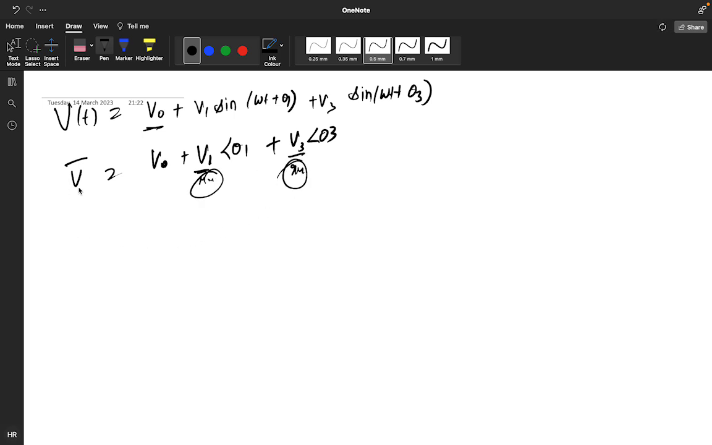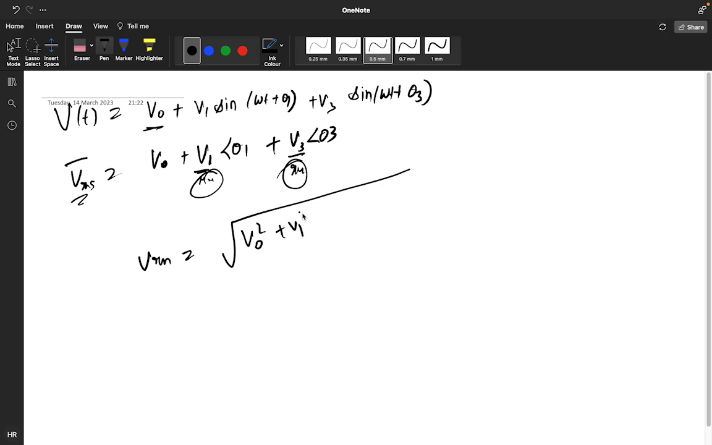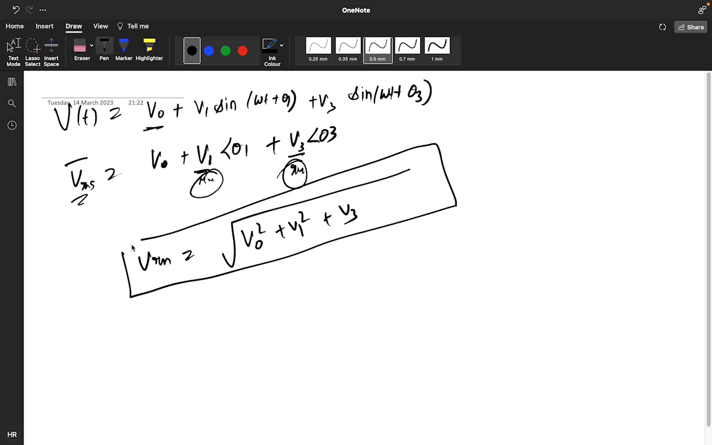So what will be the RMS value of this circuit? Vrms will be root under V naught square plus V1 square plus V3 square. So overall RMS will be this. Yeah, that is correct. You have to think like this.